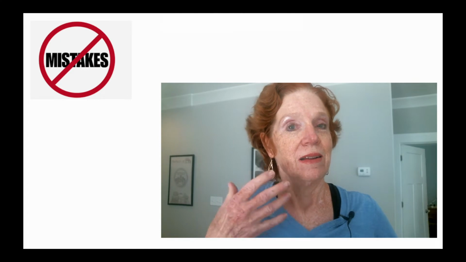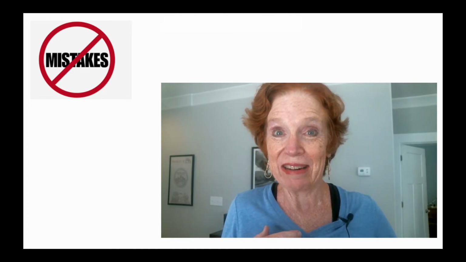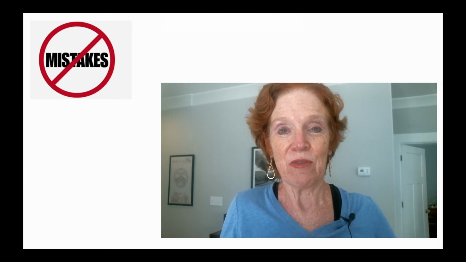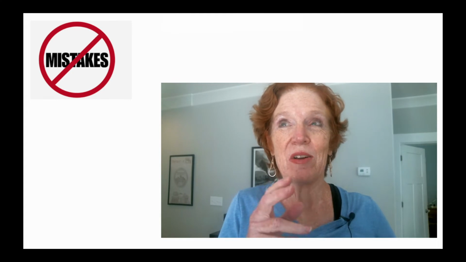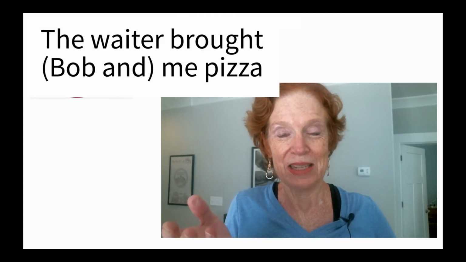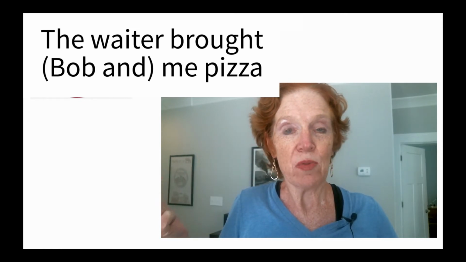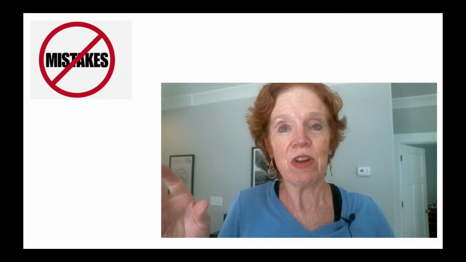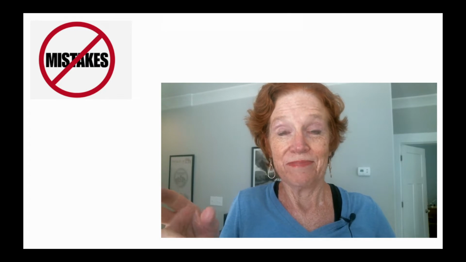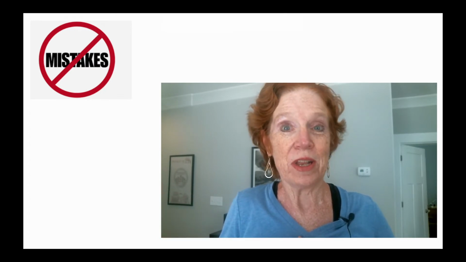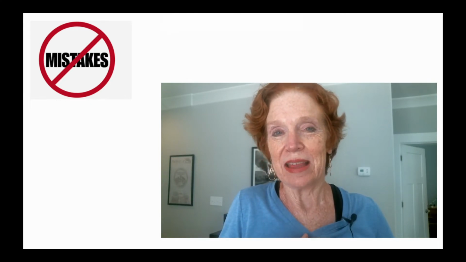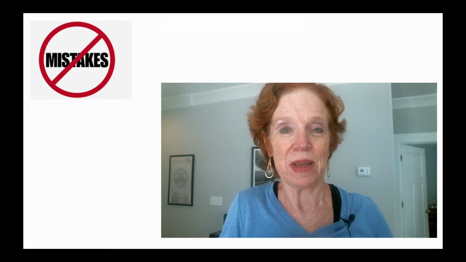And the way we teach fellow Americans how to know the difference, whether you say Bob and I or Bob and me, is that if in the second sentence, the waiter brought Bob and me the pizza, you remove the name Bob, then you have the waiter brought me the pizza. And if that sounds right, then you know it's Bob and me. So, Bob and I at the beginning of a sentence, and in the middle like this, the waiter brought Bob and me the pizza.